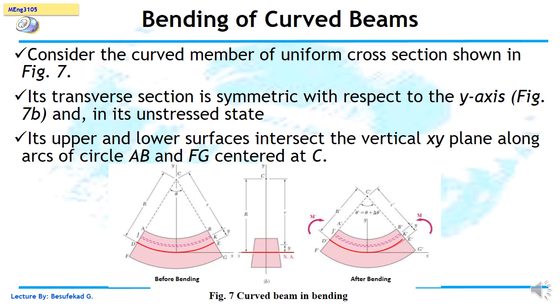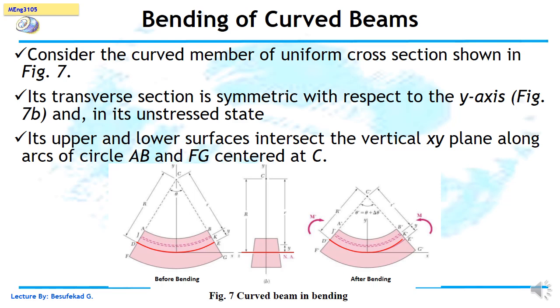Before application of the load, arc DE is the neutral surface arc, right? Arc DE should be equal to arc DE prime. Why? Because arc DE is on the neutral surface. There is no change in length at all. It will always remain the same.